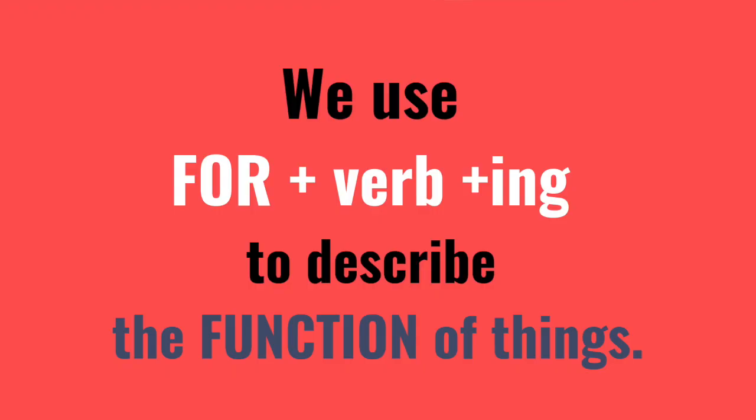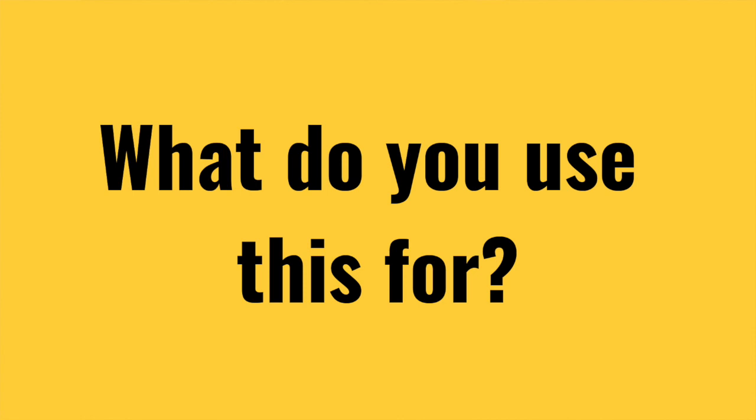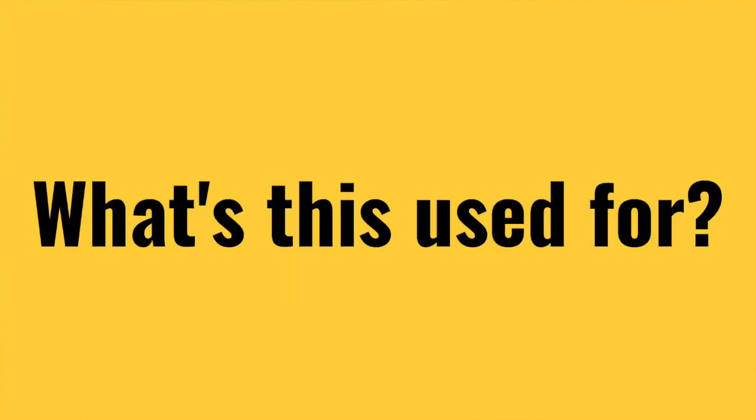So, when can we use for and the ing form? One of the most common uses is to describe the function of things and to answer these questions. What do you use this for? Or, what's this used for? Or simply, what's this for? So to give you some examples of this, we're going to look at some things that we use in the kitchen and what we use them for.